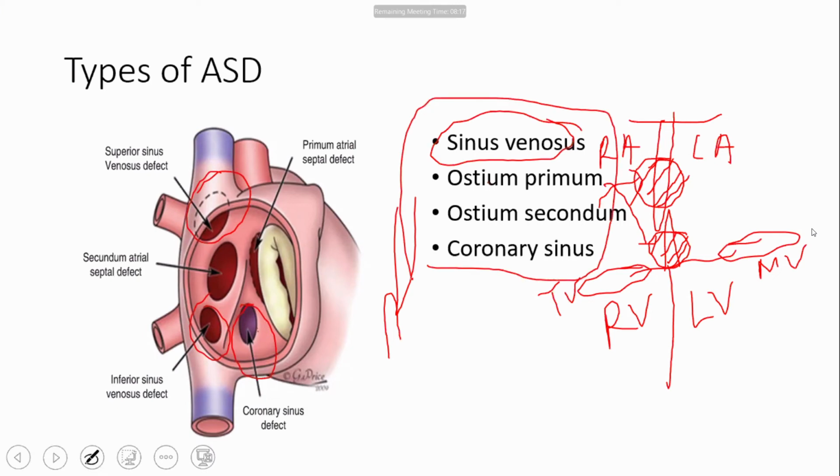Why? Because it determines the prognosis. If it is ostium secundum, that is very good. Ostium secundum has the best prognosis. Usually if the size is small, it closes spontaneously. If it is sinus venosus, ostium primum or coronary sinus, usually surgical intervention may be required. So you need to know the types to know the prognosis of the disease.